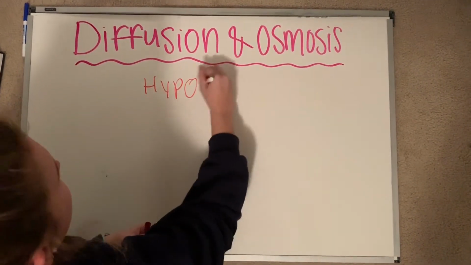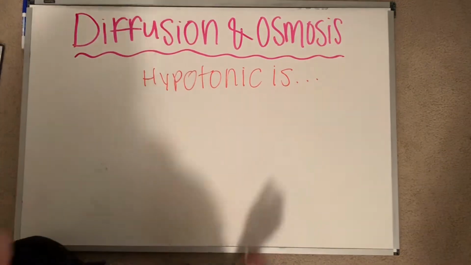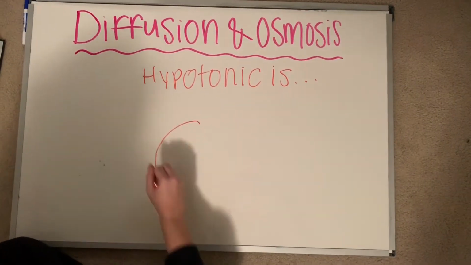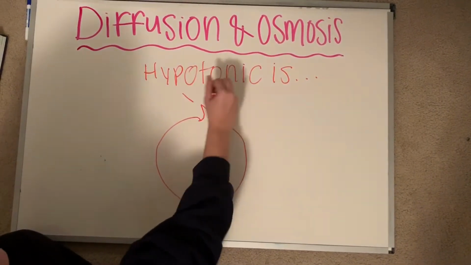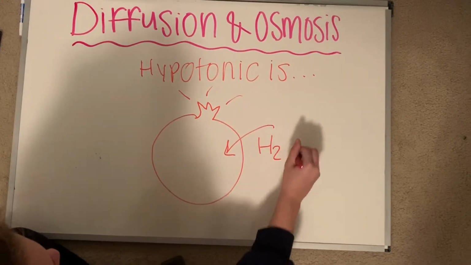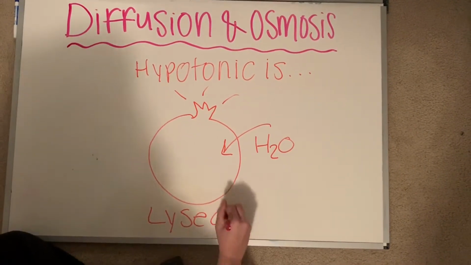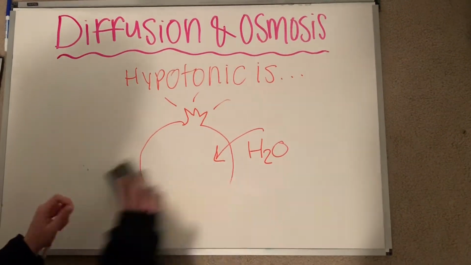The next solution is a hypotonic solution, which is a solution in which the concentration of the dissolved substance is lower than the concentration inside the cell. This means that more water is in the cell, causing it to burst, or in more technical terms, to lyse.